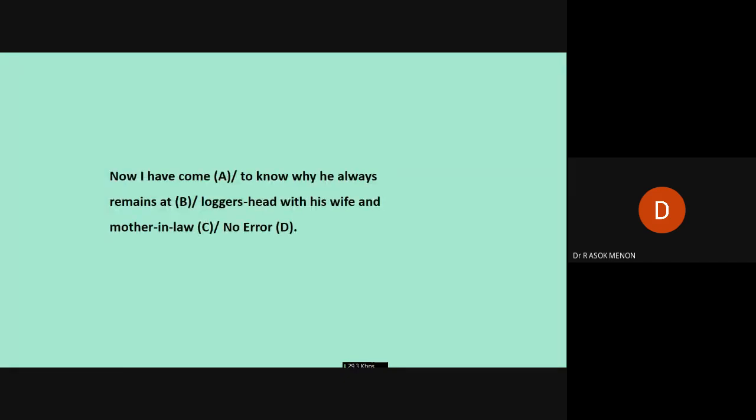Next: now I have come to know why he always remains at loggerheads with his wife and mother-in-law. If you're familiar with this usage, or have come across it, you could easily find the error part. No idea?